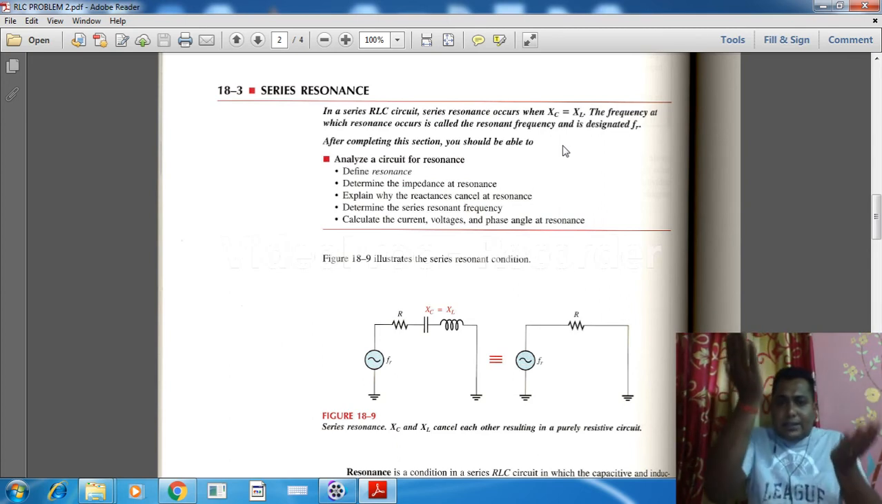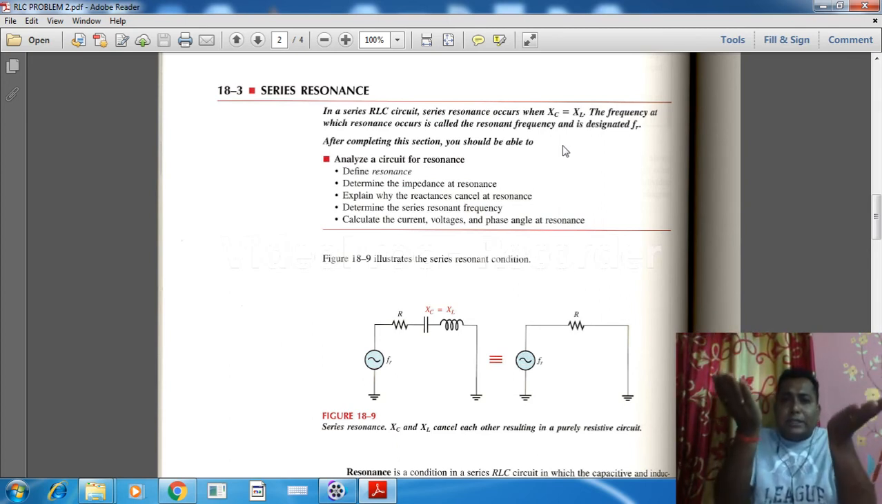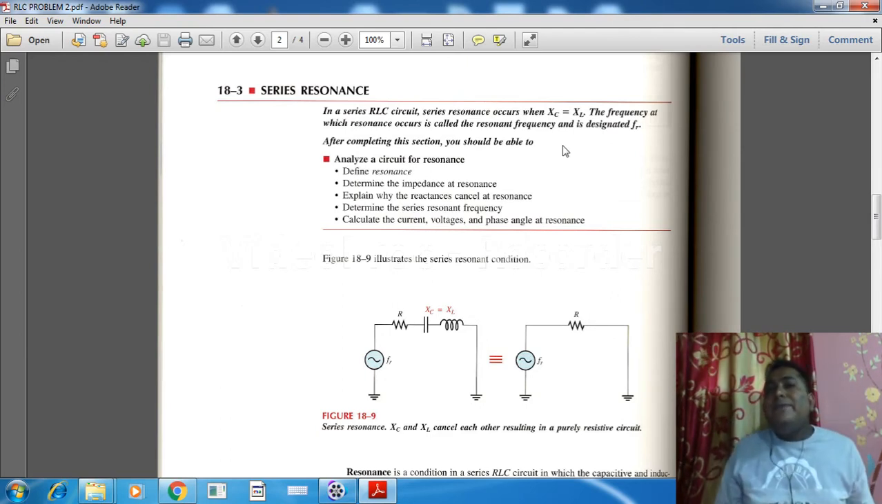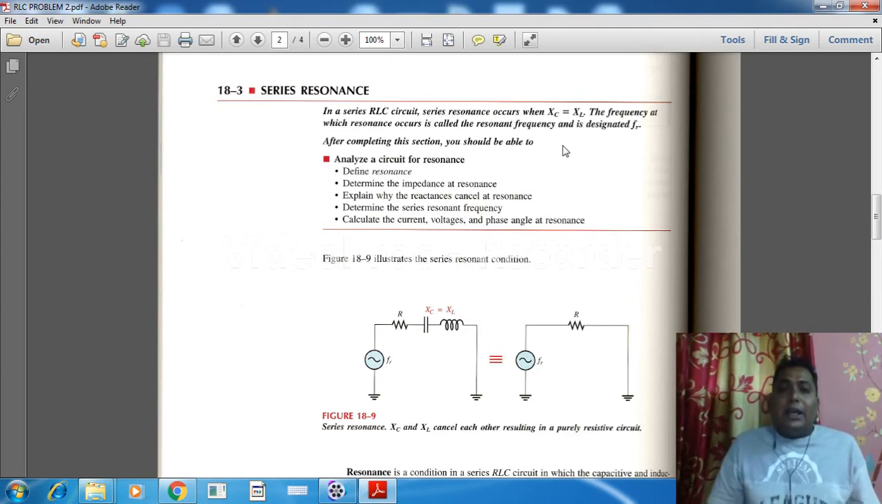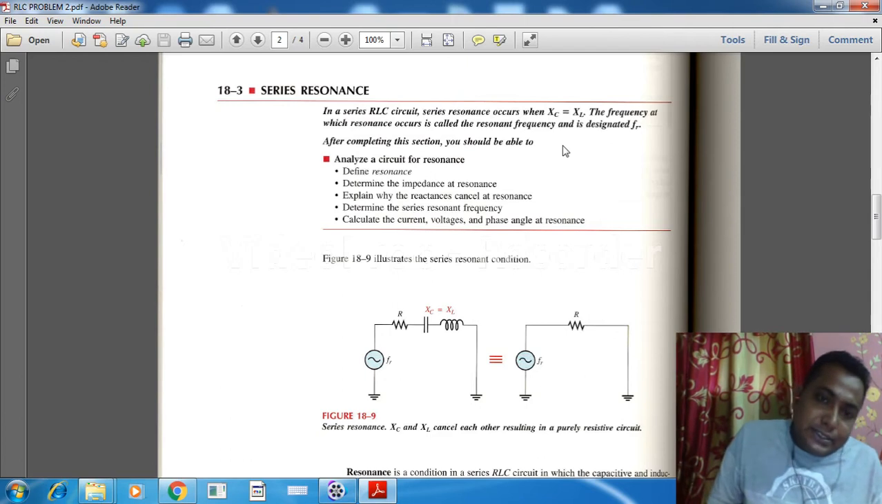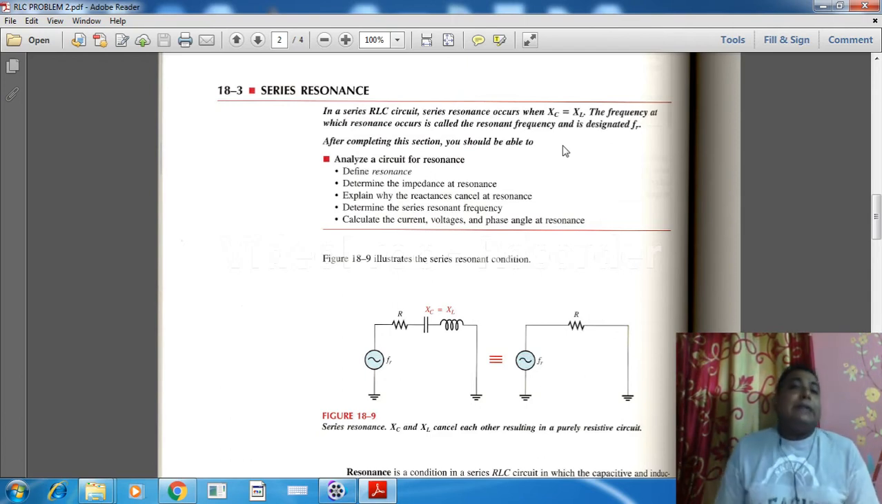So at some point it will appear when both have the same value. So whether frequency is increasing or decreasing, in both cases a certain frequency value will appear at which the value of XL and the value of XC are the same. Now, if both are the same, what will happen?